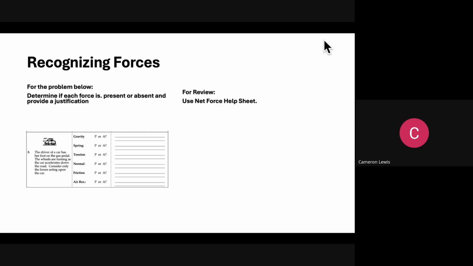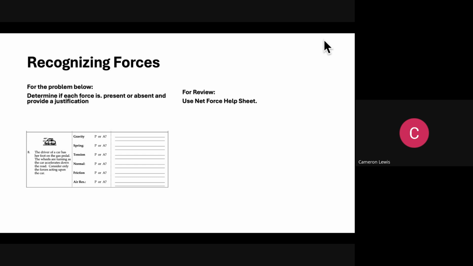Is the car accelerating? I mean, honestly, it says it, but is the car accelerating? Her foot's on the gas. Yes, right? So we are on recognizing forces, the eighth scenario. Driver, 8. The driver of a car has her foot on the gas pedal, so she's accelerating, right? Now, what force is always present?